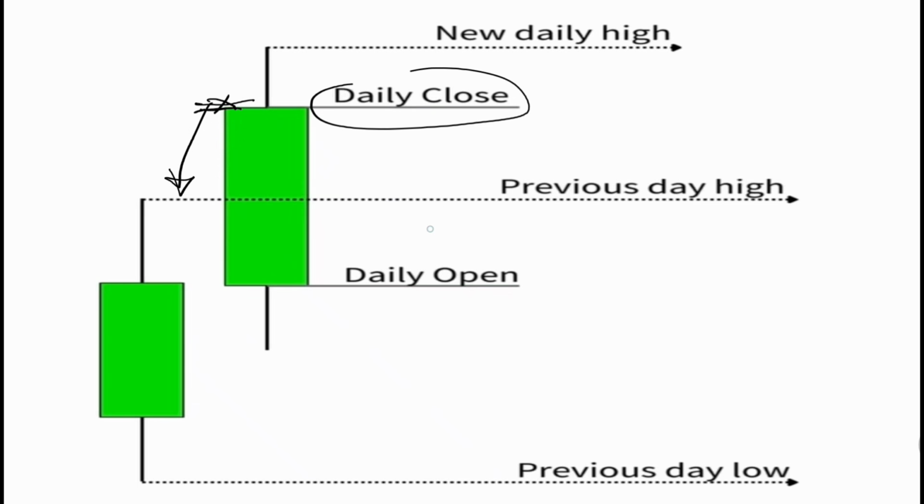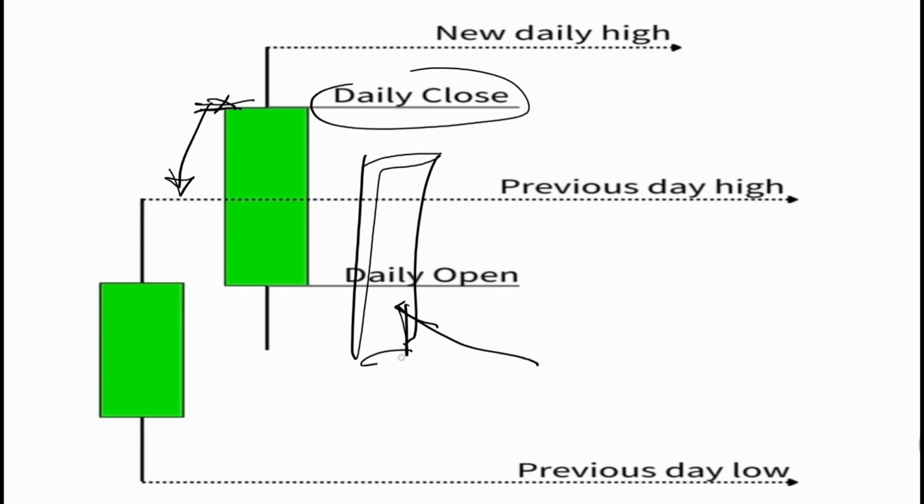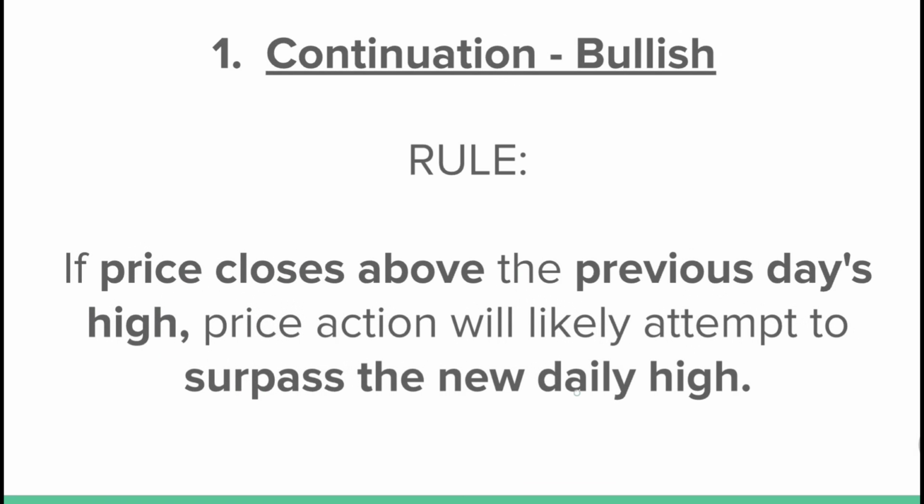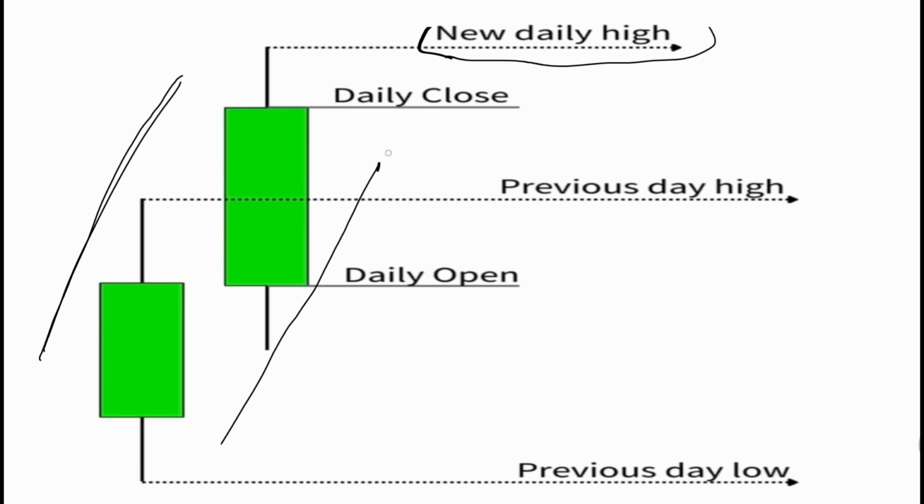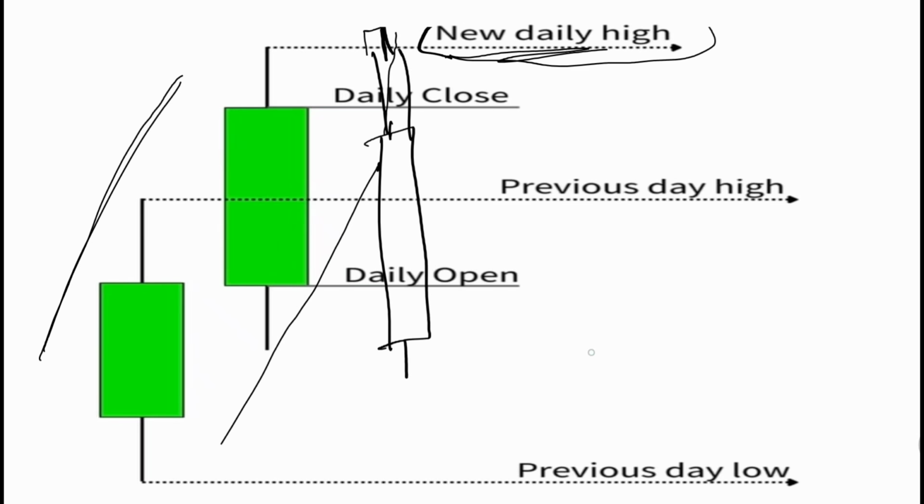Now for the next day, we want to see what is going to happen to the next candle. The market price action will likely break the new daily high. What is the new daily high? This is the new daily high here. So once I see this setup over the past 2 days, my current day's candle is supposed to break this daily high.